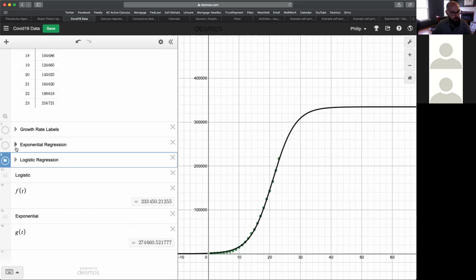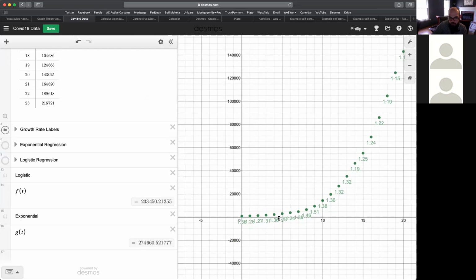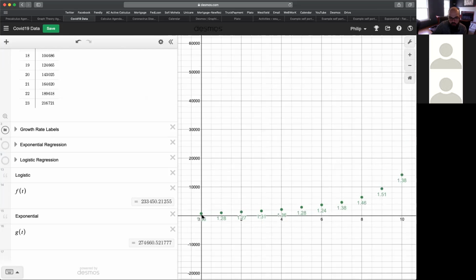But one of the ways that we can consider this data is to look at growth rates. So what was the percentage growth from the day before? If we look at these numbers, what the labels I put on here mean is, in order to go from 754 cases to 1,025 cases, we grew by 36% on that day. So there was a 36% growth here, 28%, 27%, 31%, 36%.